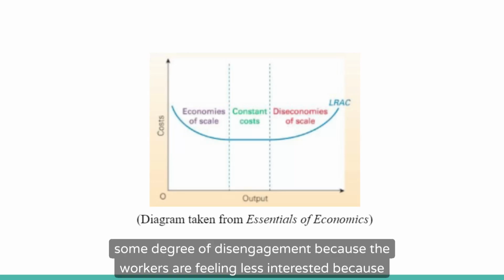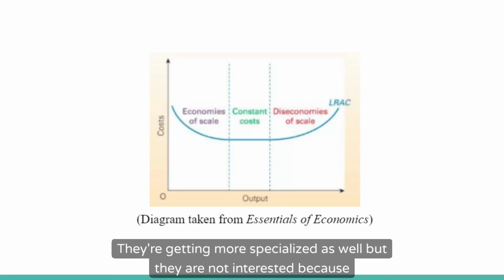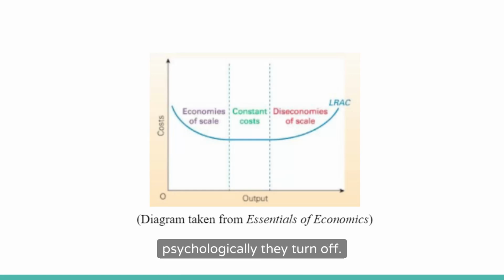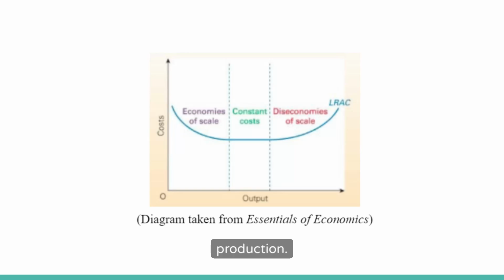some degree of disengagement, because the workers are feeling less interested because they're doing the same thing day in and day out. They're getting more specialized as well, but they are not interested because psychologically they turn off, so they are not engaged as before. This reduces their efficiency. Okay, so you have this whole range of the output level where you experience different changes in your average cost of production. So this happens in the long run.